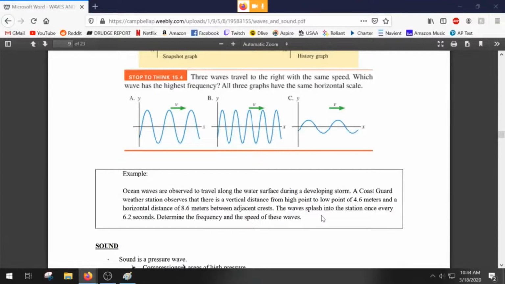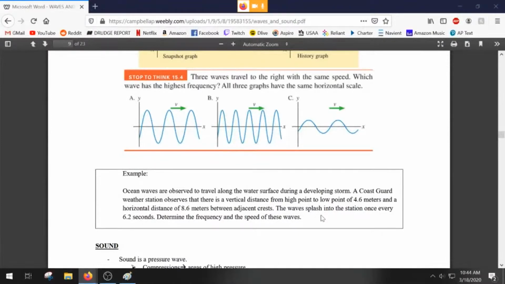All right, so basically, it helps to sketch it out. We're told that there is a horizontal distance between crests of 8.6 meters. Well, what does that represent? That represents your wavelength, right? That's the distance from one occurrence of a wave to the next occurrence of that wave. So that distance between your adjacent crests of 8.6 meters is your wavelength.